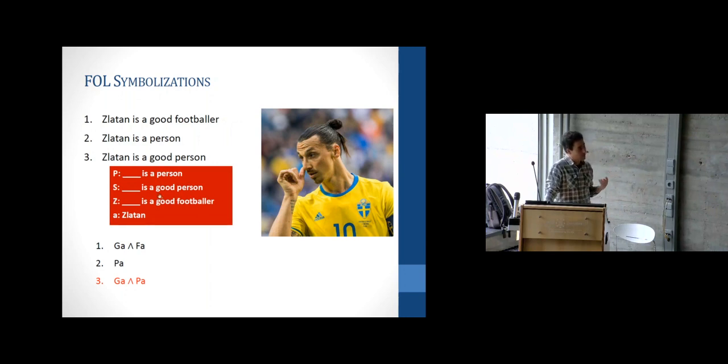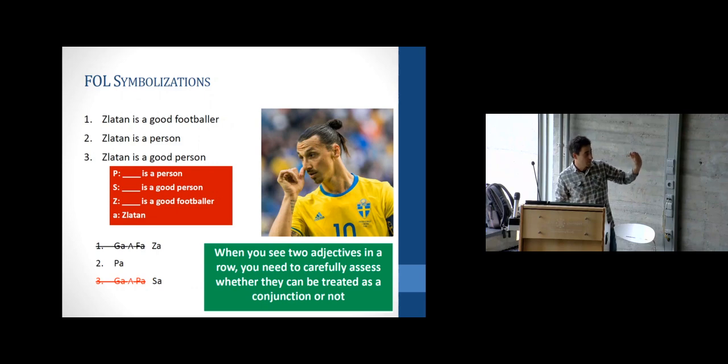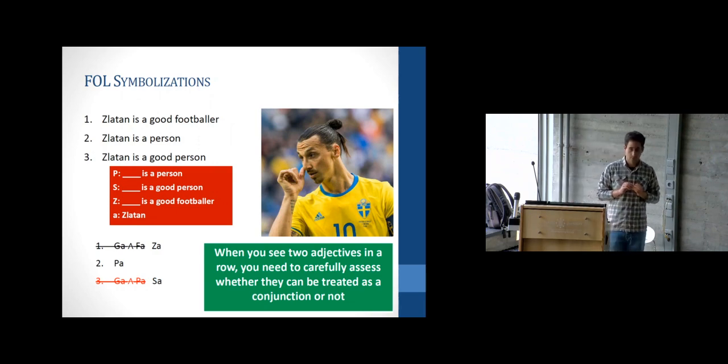So the correct way to symbolize it is to have the predicate for a good person and the predicate for a good footballer, and then not accept these, but replace them with different predicates. The way to remember it is when you see two adjectives in a row, you need to carefully assess whether they are treated as a conjunction or not. A black bear is black and a bear. A polar bear lives in the polar region and is a bear, but a teddy bear is not a bear.